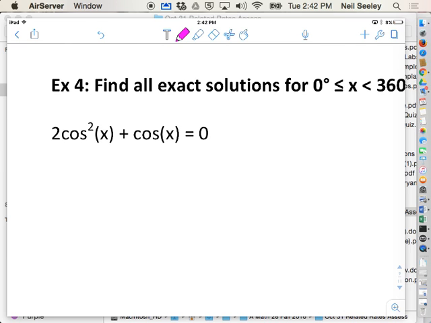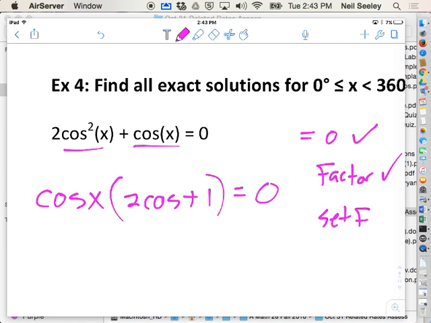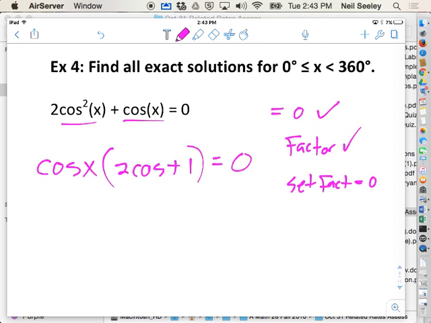Now, the bottom. Find all exact solutions from 0 to 360. Is it equal to 0? Check. Is it factored? Not yet. Pull out what they have in common. They both have a cosine. Divide it out and you get 2 cos plus 1 equal to 0. There it is. Now it's factored. Check. Set the factors equal to 0. I'm going to do that now. So cosine of x equals 0.